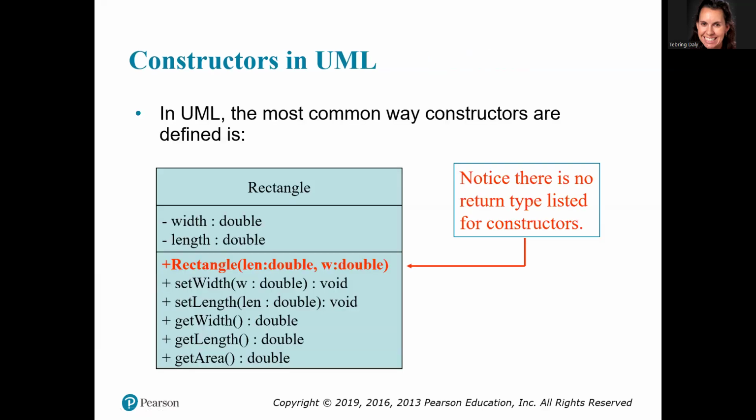Okay. And then you would put your constructor in your UML as well. Because it's public, you put a plus sign. The name of it is the same name as the class. And then whatever you have in there as a parameter. Okay.